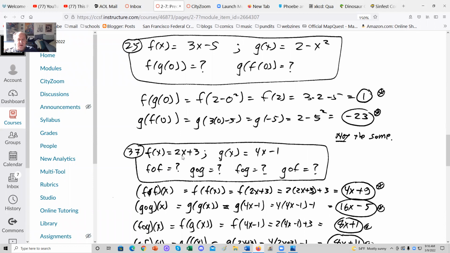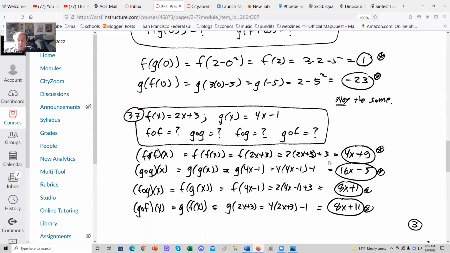Okay, here we have f of x is 2x plus 3. g of x is 4x minus 1. What's f of f? What's g of g? What's f of g? And what's g of f? I'll evaluate at x, of course. Okay, so here we go. f of f of x is f of 2x plus 3. Now, we apply f to 2x plus 3, meaning that we multiply it by 2 and add 3. Twice 2x plus 3, that plus 3. After a bit of arithmetic, that's 4x plus 9.